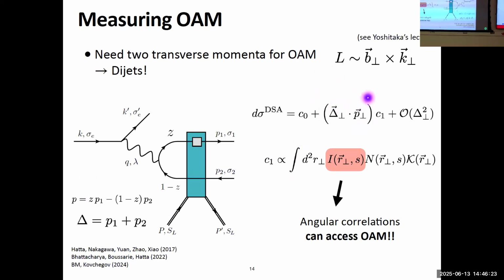And I noticed that the linear term in the momentum transfer, I can show, is proportional to this moment amplitude, and therefore accesses the OAM distributions. And this has been concluded in these papers here. So the conclusion is, if we look at the dijet process and we look at these angular correlations between the two jets, we get access to OAM.